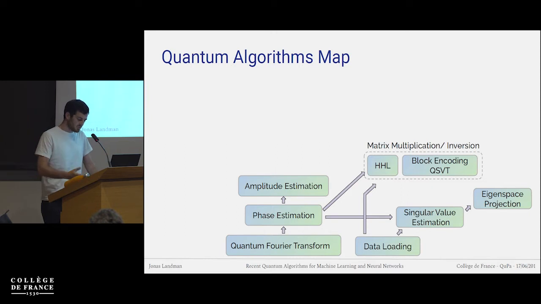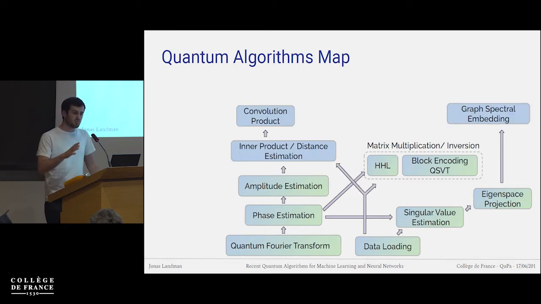What we have been trying to do is to build new middle ground tools that enhance linear algebra, so quantum algorithms to perform an inner product or distance estimation between vectors. This is important, as we can derive from it a convolution product. In graph theory, we can extract some information about the spectral embedding, the spectral properties, and many more. But I'm going to focus on these.